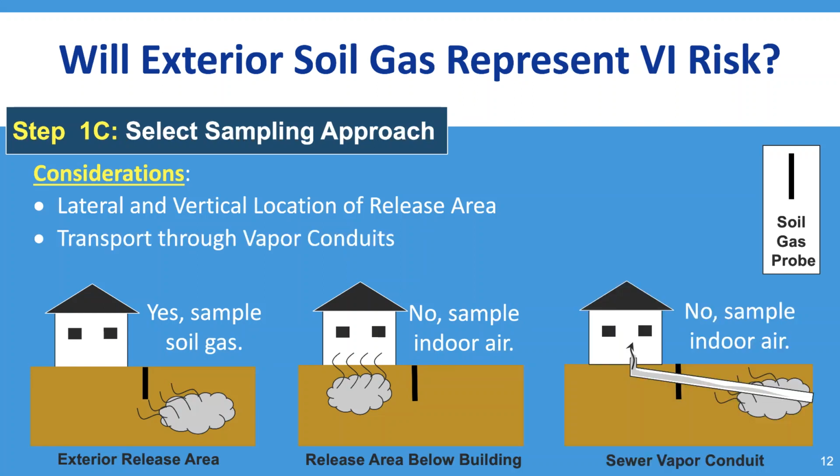We also need to consider whether vapors could be transported through vapor conduits. In the diagram on the far right, a sewer line runs through the release area, and cracks in the pipes allow contaminant vapors to travel inside the sewer pipe towards the building. Since the sewer inlets at the building are not sealed properly, vapors are released into the indoor air. In this scenario, soil gas samples from the exterior soil gas probe will underestimate the VI risk, so we would need to do indoor air sampling. Now we are ready to apply these principles to our case study site.